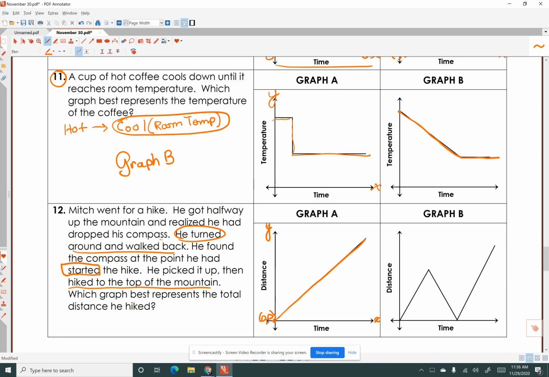So he goes up, and then he comes down, gets his compass, and then he goes up again. So I think if you look at graph B, here's the point where he realized he dropped his compass. And it does say that he went back to the point where he started the hike. So that would be the x-axis is where he started the hike. And then he climbed up the mountain past the point where he realized where his compass was missing. So that would be graph A.